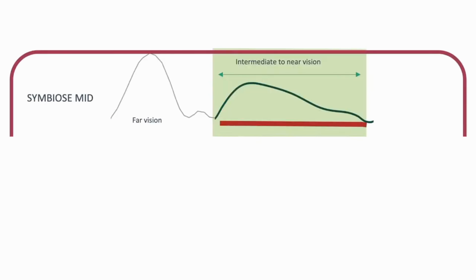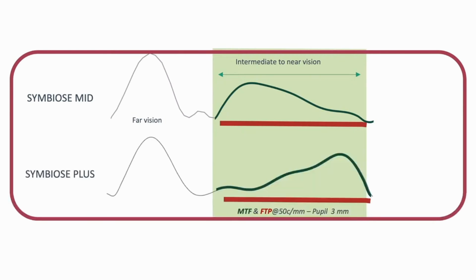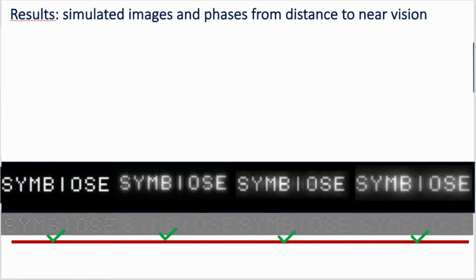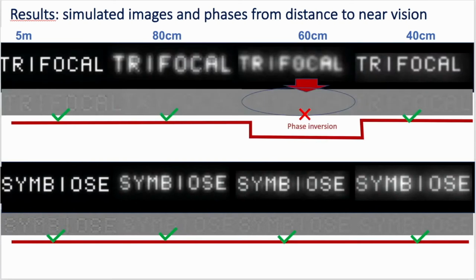New complementary IOLs, the mid, more for intermediate, the plus, more for near, create a continuous phase. This binocular system covers all distances from 35 to 80 centimeters without gap. Distance vision is not compromised. Simulated images decomposed in amplitude and phase as a function of distance of vision illustrate the visual consequences of phase continuity: a sharp reading. On the contrary, phase inversion is associated with blurred images.